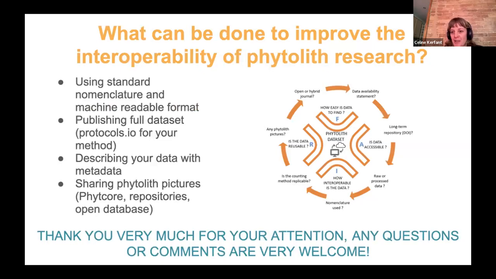And just a last slide, because it is clear that we will need much more time to properly implement this kind of ontology, and because we also want it to be community-based. So it also needs to be managed within its own database, so all that will obviously take time. In the meantime, we were thinking about what can be done to improve the interoperability of phytolith research. Some actions can be easily implemented. The first thing, of course, is to use the existing nomenclature, which is quite important.